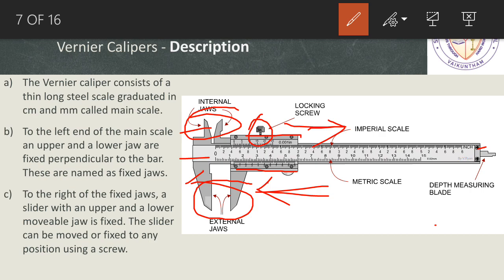So three parts we have studied. One is the main scale, which is graduated in centimeters and millimeters, and the lower and upper jaws, which are fixed to this main scale. And these jaws are fixed with a movable slider, which can be moved or stopped using a locking screw.